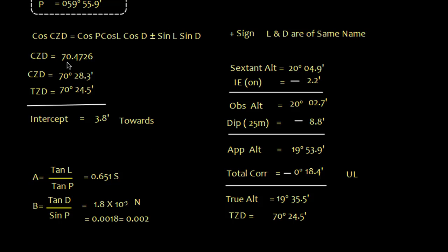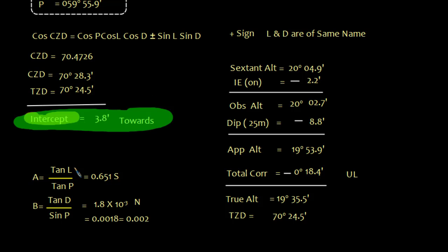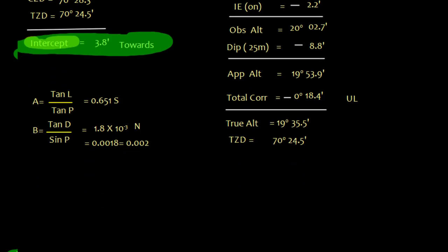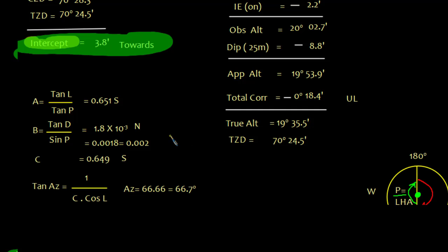So this was the calculated zenith distance, 70 degrees 28.3, and then we have true zenith distance, which is 70 degrees 24.5. So we see the true zenith distance is less, that is True Less, Towards, so the intercept is 3.8 minutes towards. Now we need to find the position line, and for that we need to work with the ABC table. And if you see here, A is equal to tan latitude upon tan P. The value we can write in 3 digits.